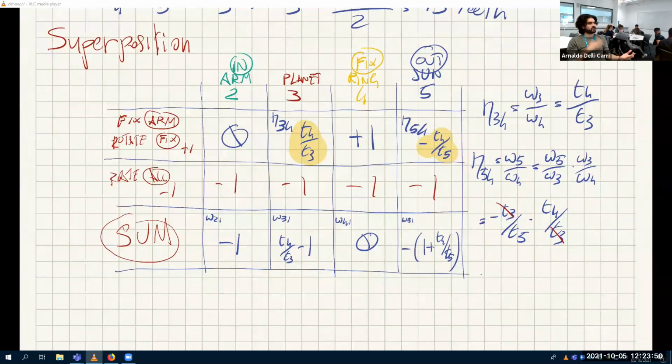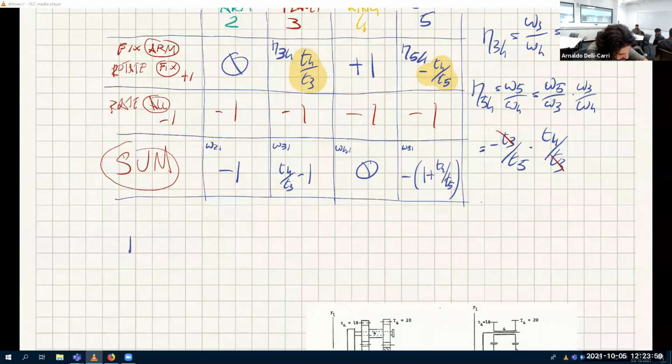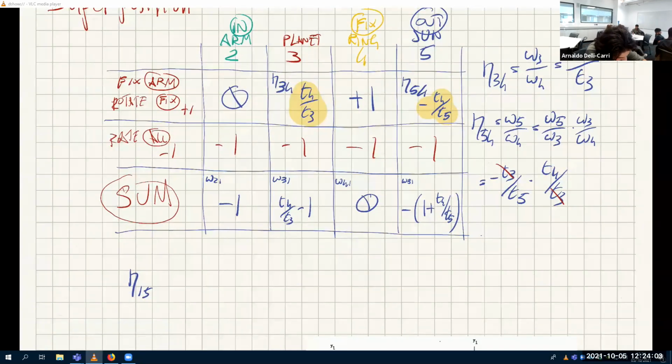Okay, which one is the input? Which one is the output? This is the input. This is the output. So this over this. So eta 2, 5, is omega 2, 1 over omega 5, 1, which is this over this, is 1 over 1 plus T4 over T5.